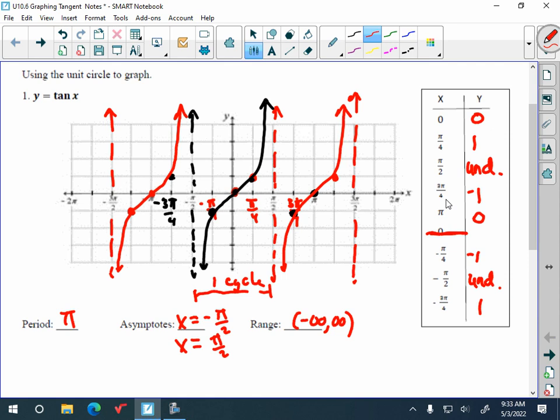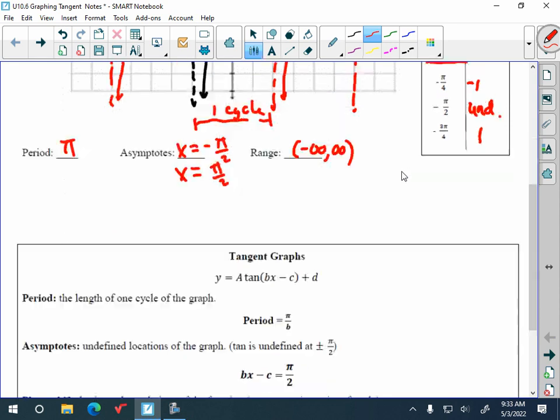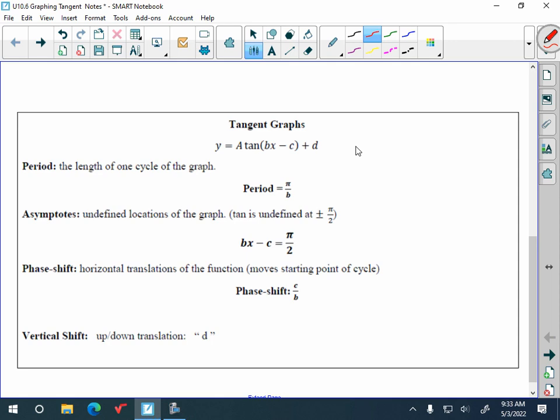And in tangent graphs, there is no highest point because it goes on forever, and there is no lowest point because it goes on forever. Right? So that's why there is no amplitude. There's an a value, but there's no amplitude. All right. Period. You do pi divided by b, which is different than sine and cosine. The sine and cosine is 2 pi over b. You've got to be careful you don't mix them up. Tangent is only pi over b.